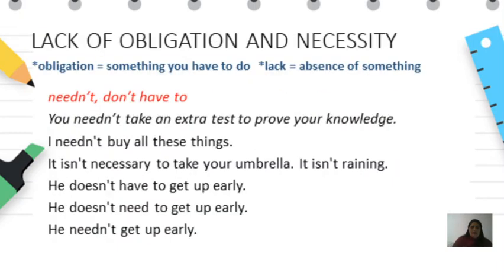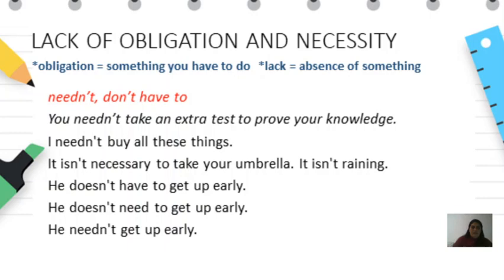Examples for lack of obligation and necessity. Obligation means something that you have to do, and lack is absence of something. So, lack of obligation, something you don't need to do or you don't have to do. The examples: you needn't take an extra test to prove your knowledge. I needn't buy all these things. It isn't necessary to take your umbrella.